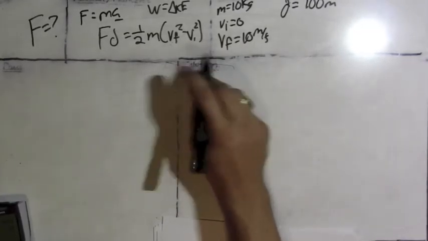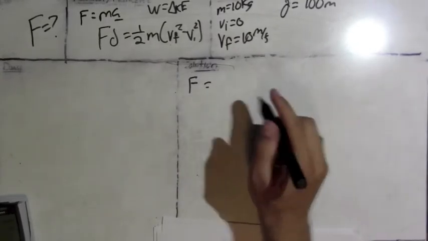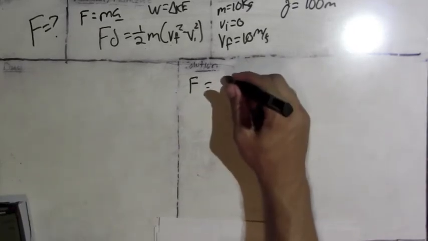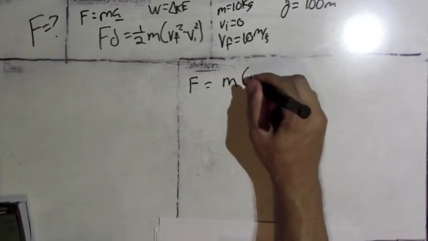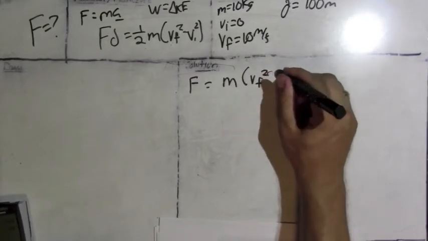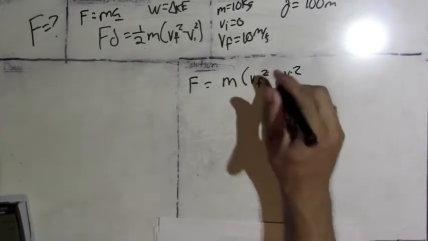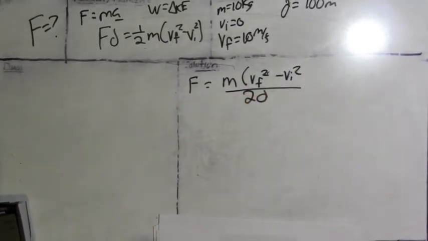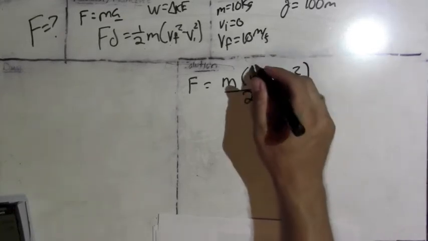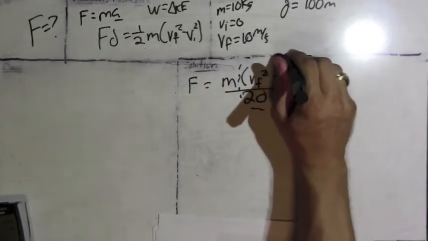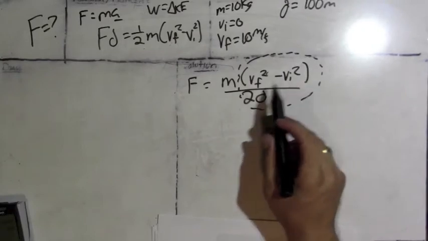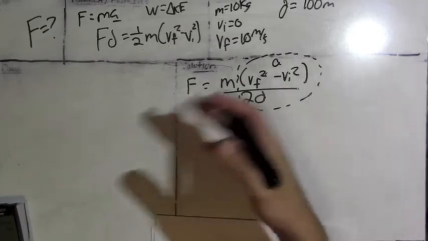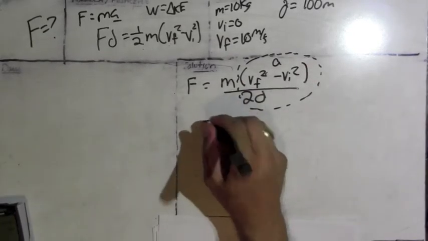So what I'm going to do is take this D and move it to the other side. In moving it to the other side, I have to divide both sides by D. So what I'm going to end up with is M Vf squared minus Vi squared over 2D. Okay, once again, you should recognize this. This right here, we learned before, Vf squared minus Vi squared over 2D, is really A, or the acceleration.